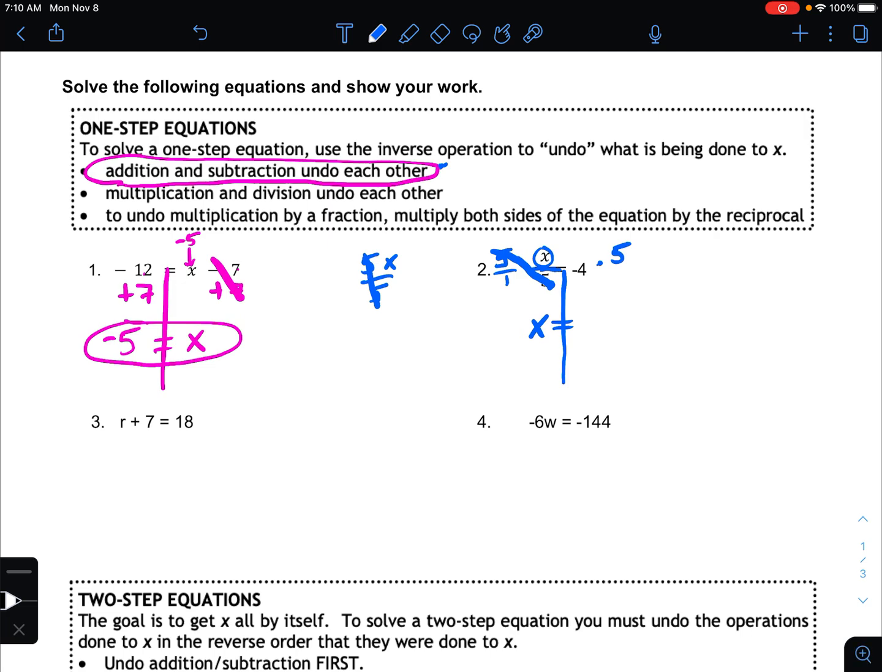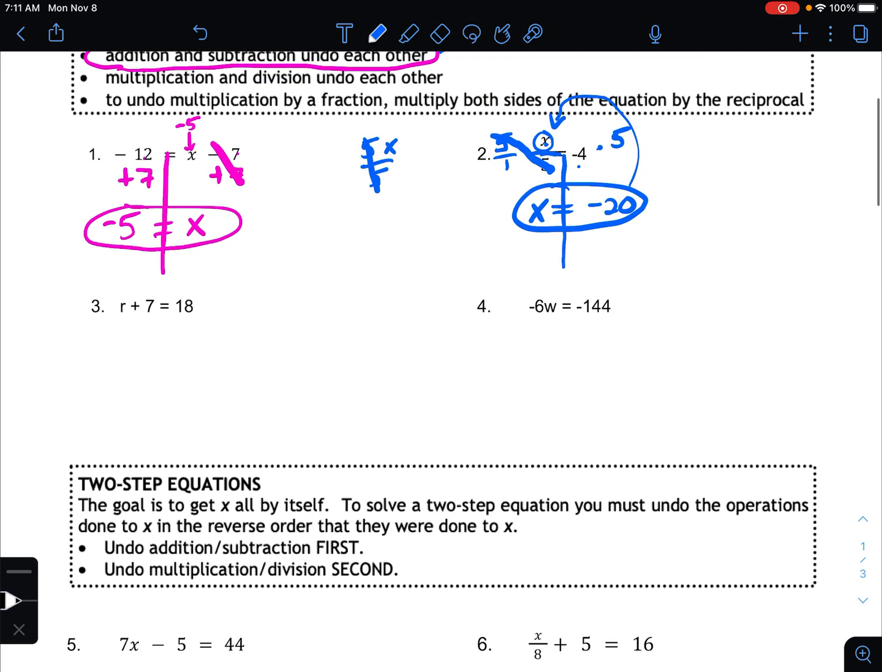And on the other side of the equation, negative 4 times 5 is negative 20. So x equals negative 20 is our solution. In other words, if I put negative 20 in for x, negative 20 divided by 5 is negative 4. So that makes the equation true. I'm finding the value of x that makes the equation true. Okay.